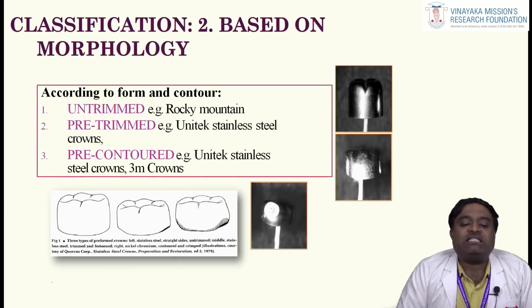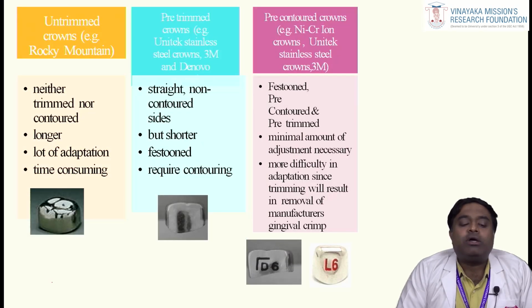Next, coming to the classification based on morphology. There are three types according to the form and contour: untrimmed, pre-trimmed and pre-contoured. Coming to the untrimmed, an example is the Rocky Mountain type of crowns. It is neither trimmed nor contoured, and it is longer, so a lot of adaptation is required. It is a time consuming process.